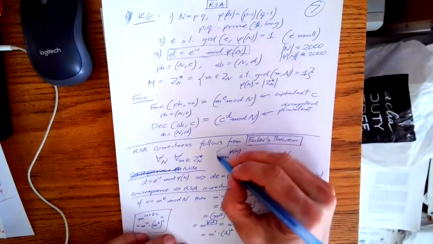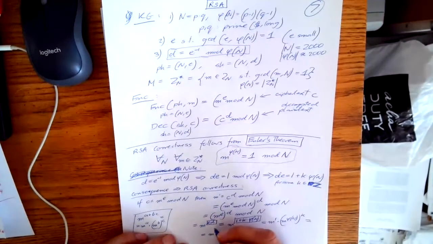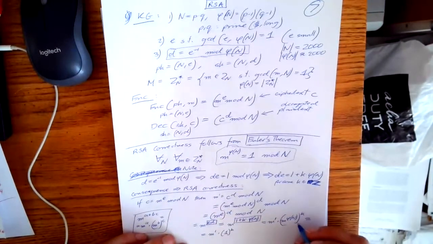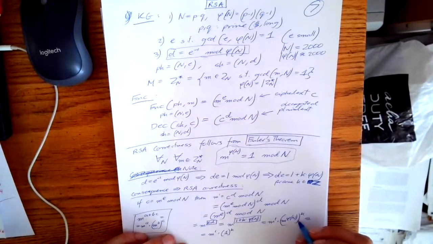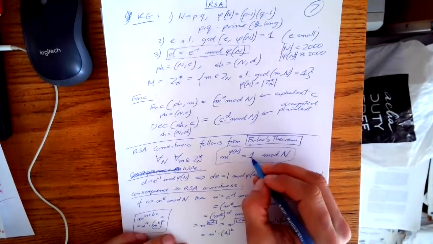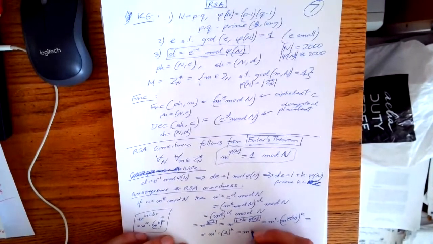Because by Euler's theorem, and all of these operations are mod n. Whatever I do here, at the end I'm going to have mod n, which means that all these operations are mod n. So in particular, what happens inside here is also mod n. And by Euler's theorem, M to the phi of n mod n is just 1. So this simplifies like so, and of course, 1 to whatever power is just 1.